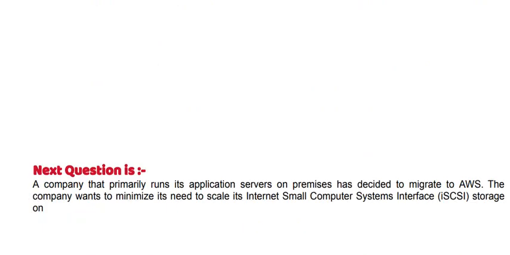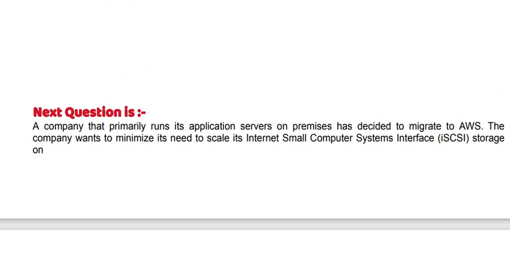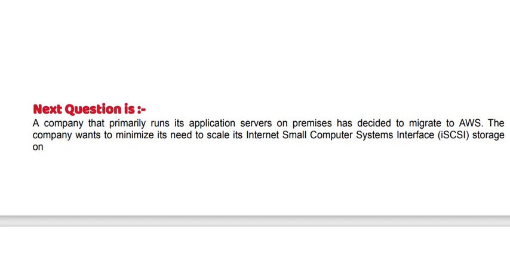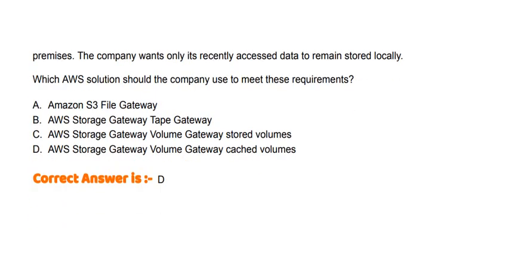Next question is: a company that primarily runs its application servers on premises has decided to migrate to AWS. The company wants to minimize its need to scale its Internet Small Computer System Interface storage on premises. The company wants only its recently accessed data to remain stored locally. Which AWS solution should the company use to meet these requirements?